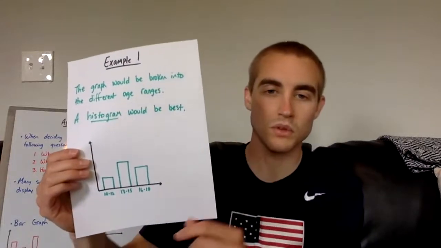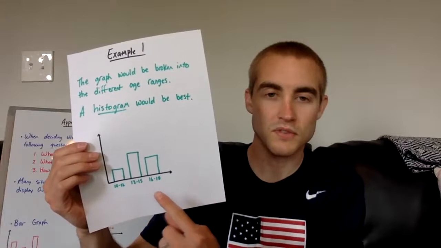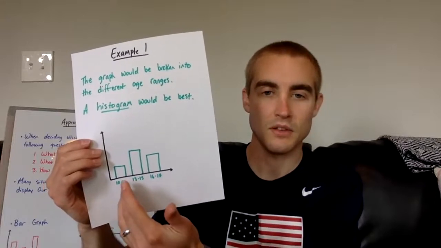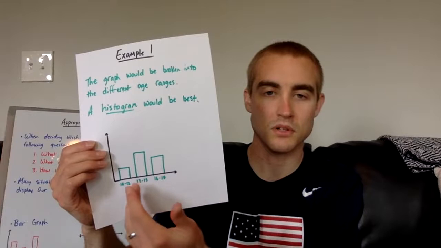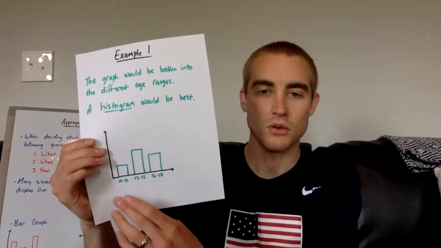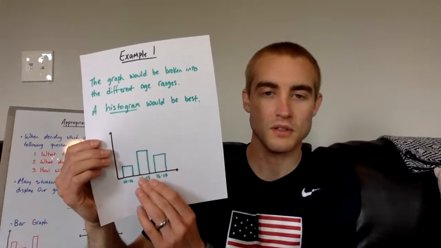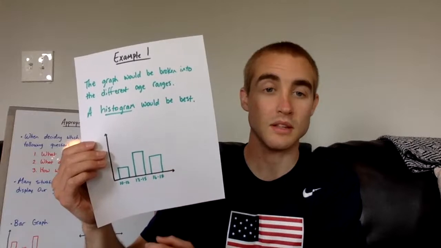So this is what it would look like. We've got 10 through 12, 13 through 15, 16 through 18. And this shows how many boys participate in athletics within these different ages. So those who are 10 through 12, this many participate. 13 through 15, this many do. 16 through 18, that many do.